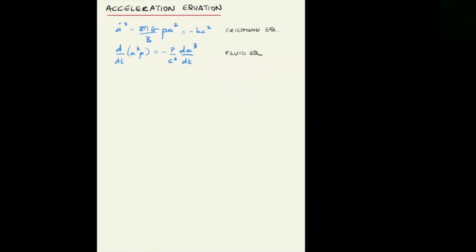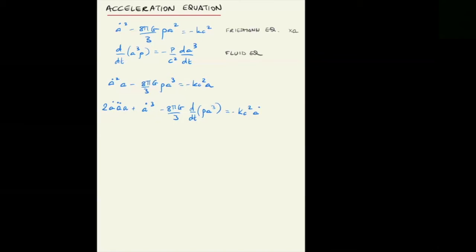So if we multiply the Friedman equation by the scale factor and take the time derivative, then we can relate the Friedman equation to the fluid equation. So let's do that. Let's multiply the Friedman equation by A, and now take the time derivative. The time derivative of this becomes, so you see already why we're heading towards something that should be called the acceleration equation, because we now have an A dot dot term, that's the acceleration.